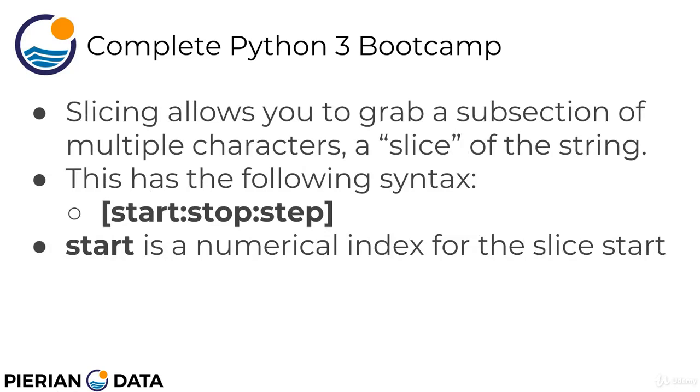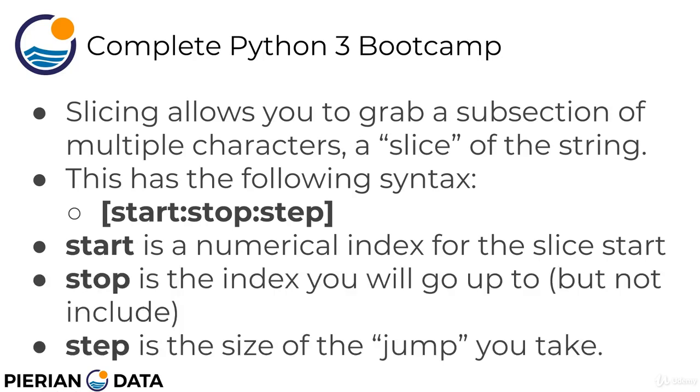Slicing allows you to grab a subsection of multiple characters, otherwise known as a slice of the string. And this has slightly different syntax. Again, it's going to be in square brackets, but because we're grabbing a subsection, we're going to be able to define three parts of this. We're going to be able to say start, stop, and step. So again, this goes in square brackets with a colon separating each of these three terms. Start is going to be the numerical index of the slice start. Stop is going to be the index you will go up to, but not include. So that's an important note there, and we're going to really focus on that in the examples we'll see in just a bit. And then step is the size of the jump you take from start to stop.